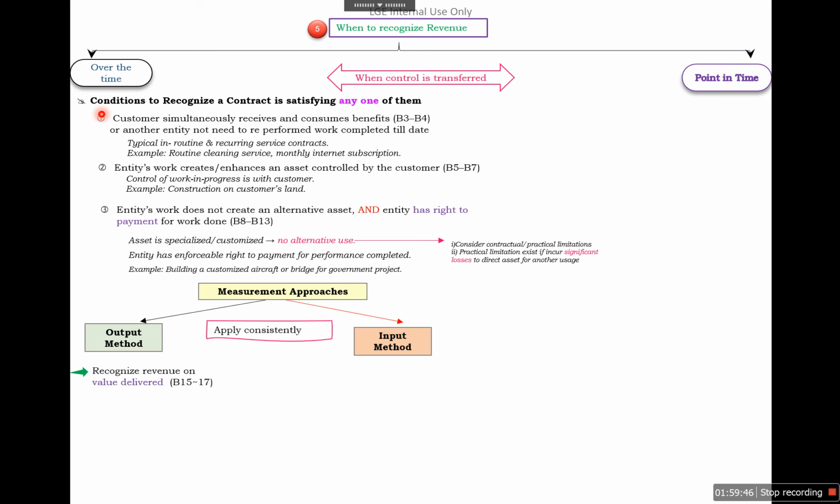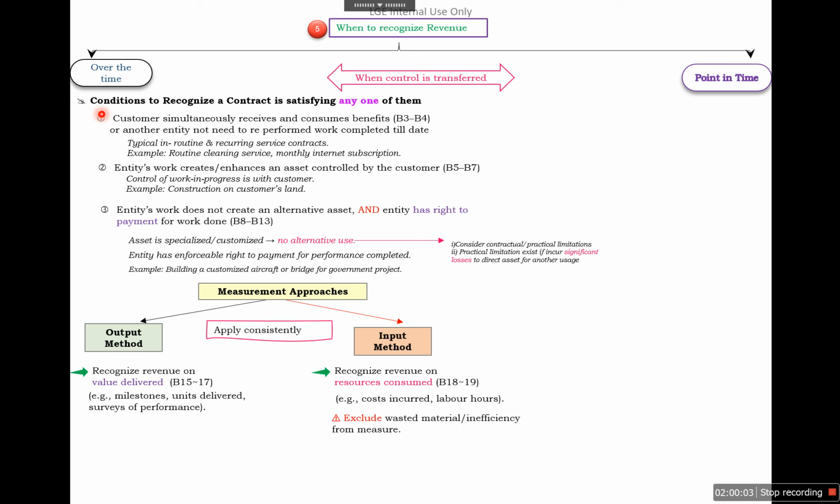The output method recognizes revenue based on the value delivered. For example, milestones, units delivered, survey of performance. In case of the input method, it recognizes revenue based on resources consumed. For example, costs incurred, labor hours consumed. In this case, we need to exclude wasted material and inefficiency from the measurement. And we need to recognize revenue only if we can measure progress reliably. If we cannot measure progress reliably but expect to recover the cost incurred, recognize revenue only to the extent of the cost.